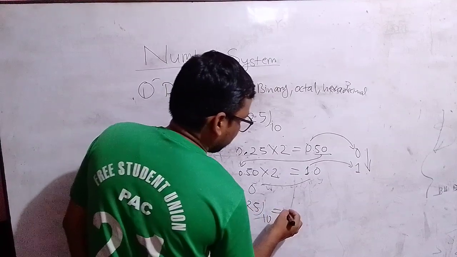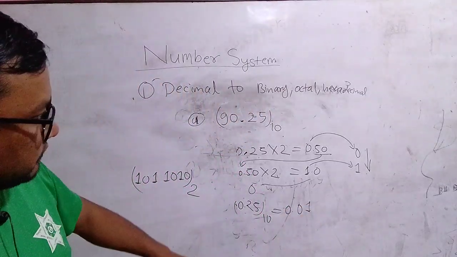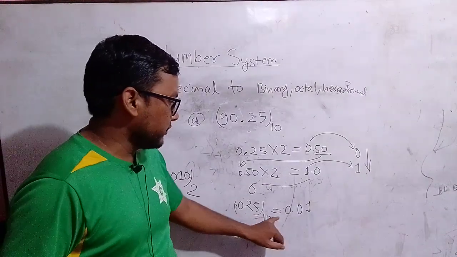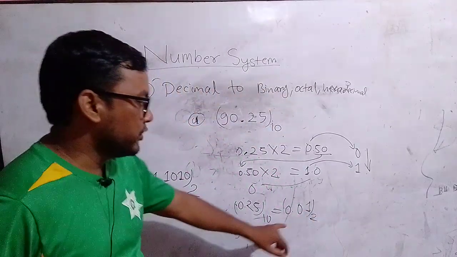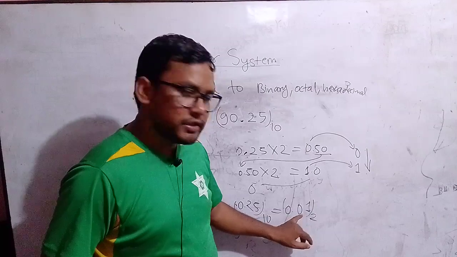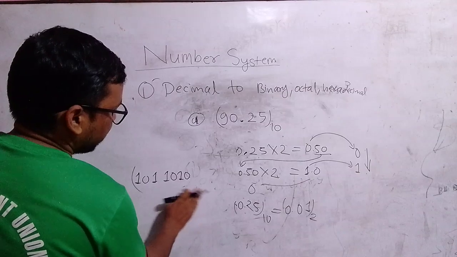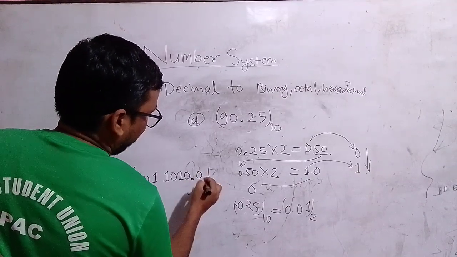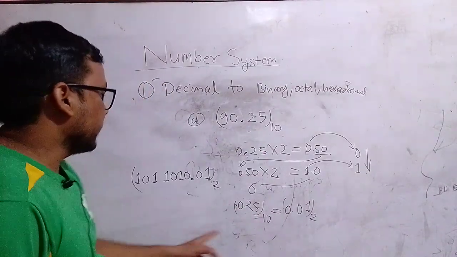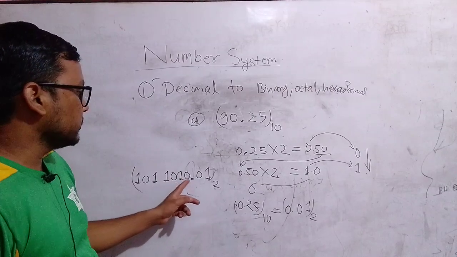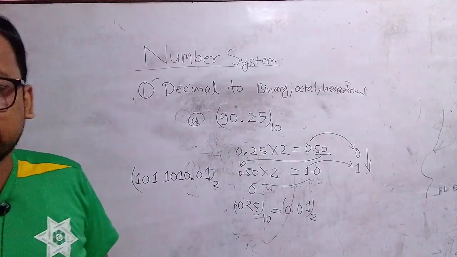0.25 in base 10 is equal to 0.01. This is the way 0.25 equals 0.01 in binary. We use base 2 to represent this number as binary. Now this is the equivalent of the 90 and .01 is the equivalent of 0.25. That means 1011010.01 is the binary equivalent of 90.25 decimal.